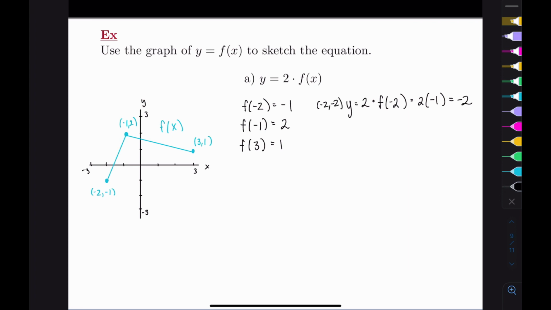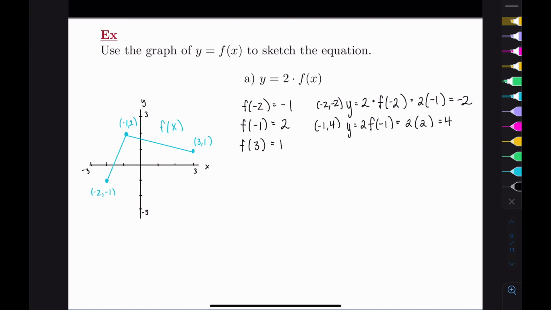So this y value gets doubled. All right. When I plug negative 1 in, that'd be 2 times f of negative 1. F of negative 1 is 2. So my new y value corresponding to negative 1 is positive 4.